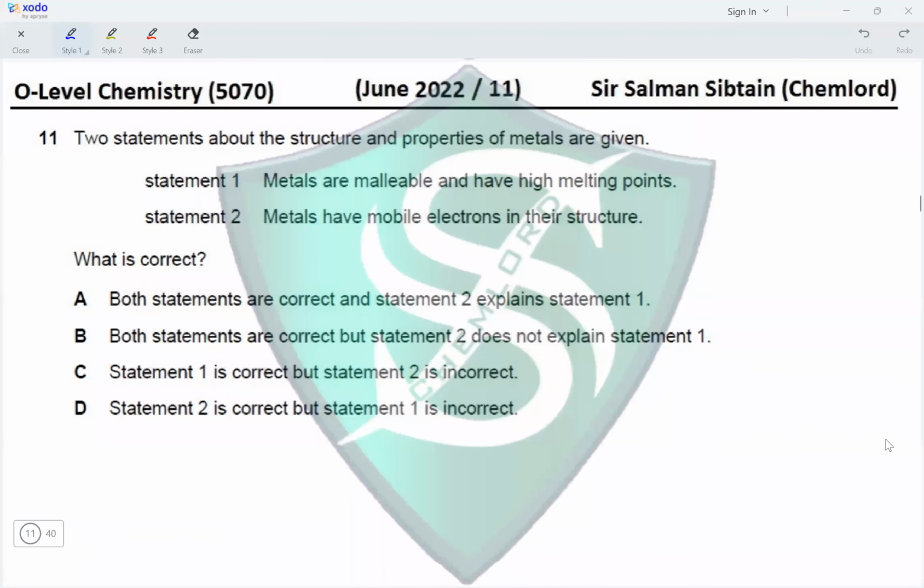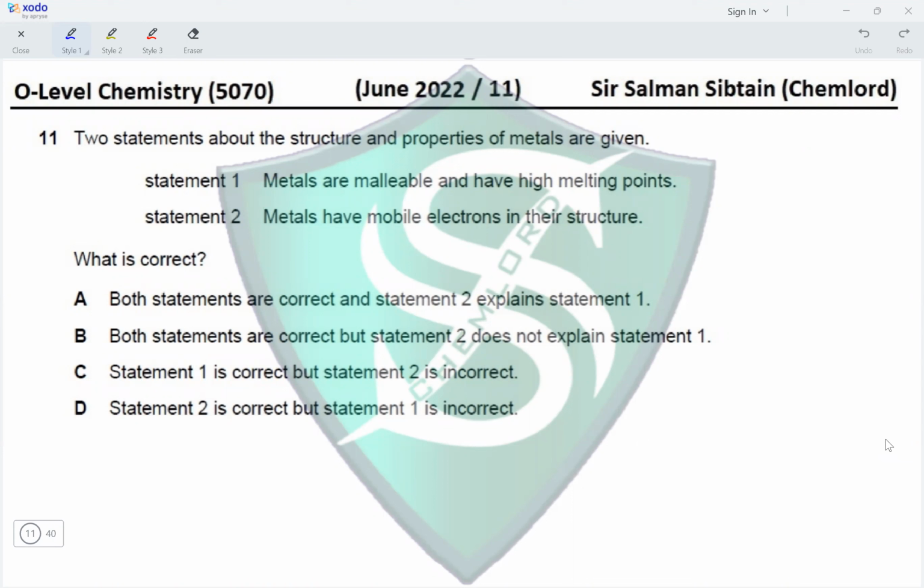Hi guys, this is O-Level Chemistry, paper 11, June 2022, question 11. Two statements about the structure and properties of metals are given. Statement 1, metals are malleable and have high melting points. And statement 2, metals have mobile electrons in their structure. Okay, so what is correct?